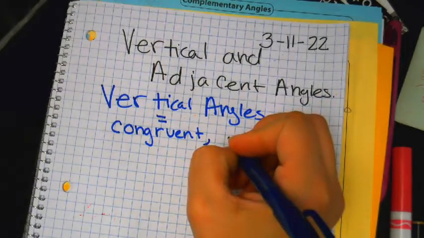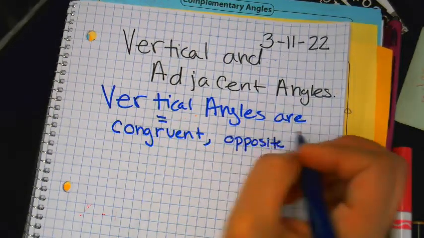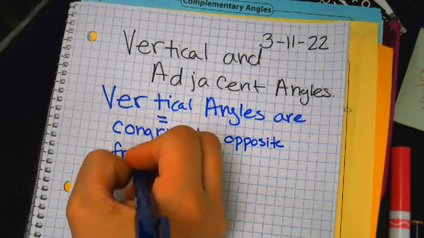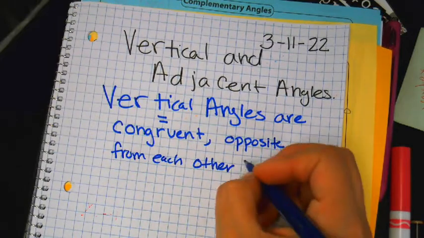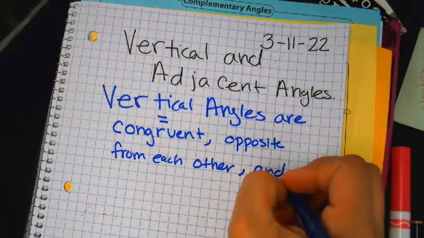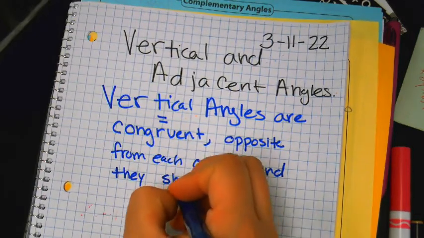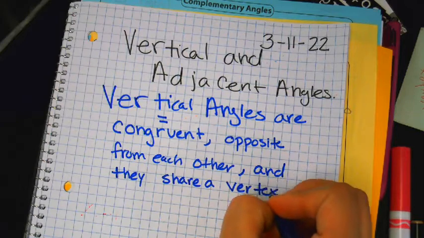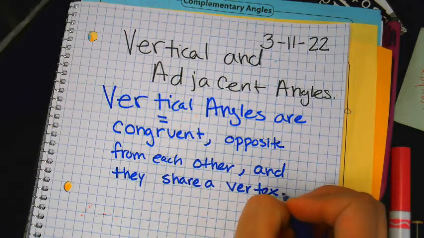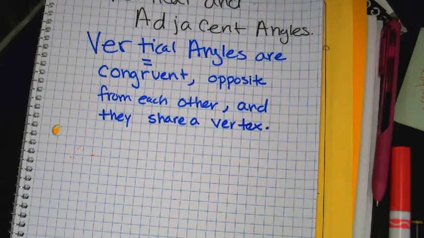They're opposite from each other, and they share a vertex. Okay? Might be a couple of things you don't know from this definition. We'll go over it.